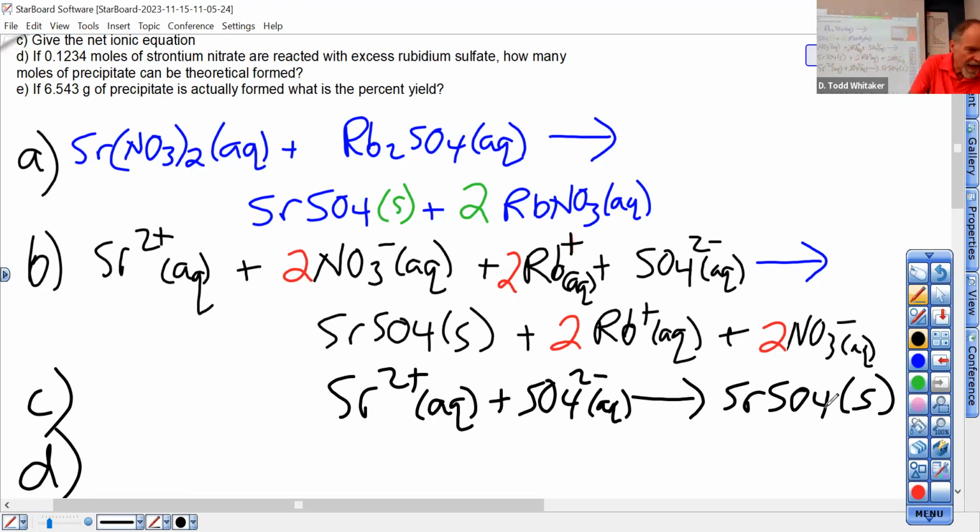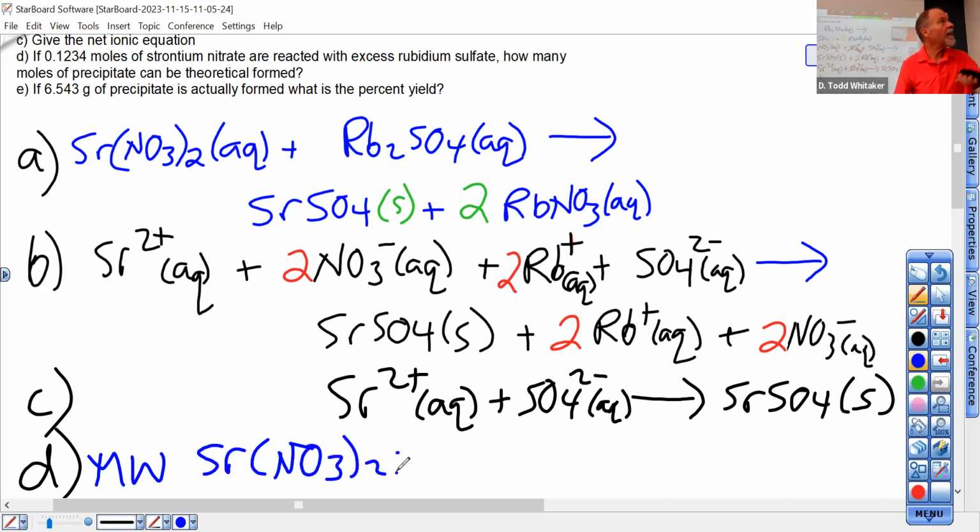And D is, how do you know finally you're going to need some kind of a molecular weight? Once you see the word moles and a number, you're going to need a molecular weight for whatever they're talking about right there. So I only want the molecular weight for Sr(NO3)2, taken twice. Sr, strontium, right there, 87.62.